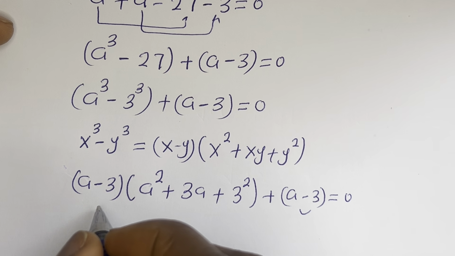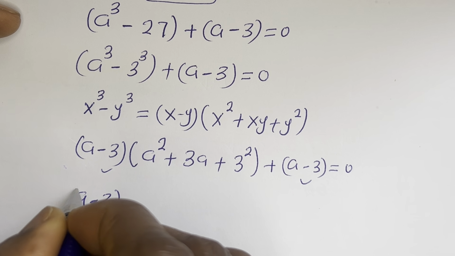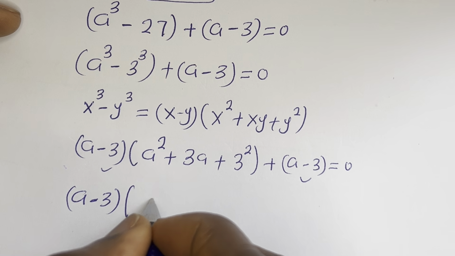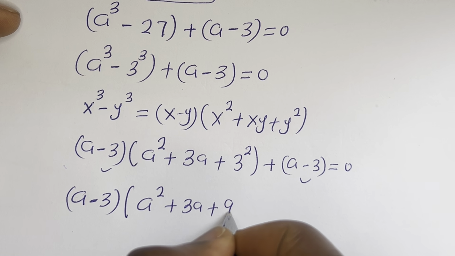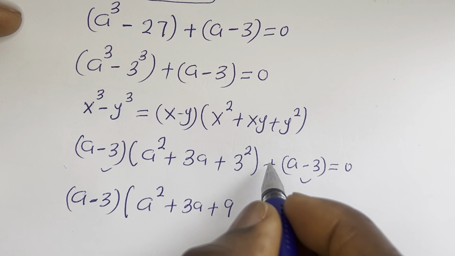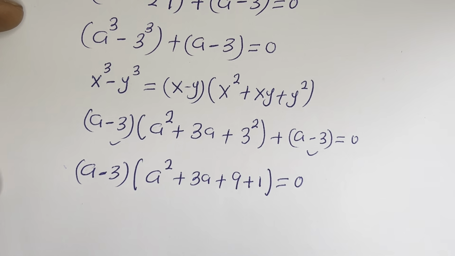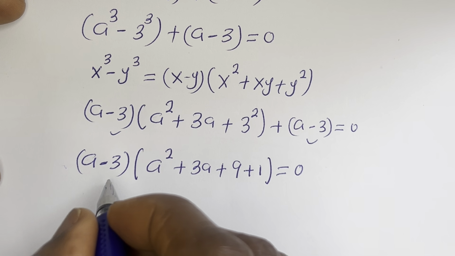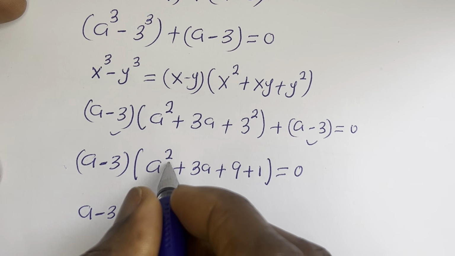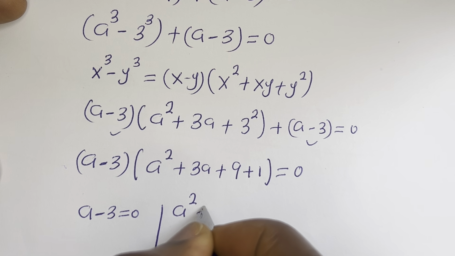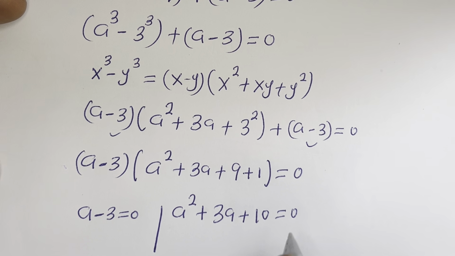You can see that a minus 3 is common. Let's bring it out. a minus 3 bracket, if you divide this by this, we have a square plus 3a plus 3 square, that is 9. Then if you divide this by this, we have 1 plus 1 is equal to 0. There are two cases here. The first case is a minus 3 is equal to 0, and the second case is a square plus 3a plus 9 plus 1, that is 10, is equal to 0.